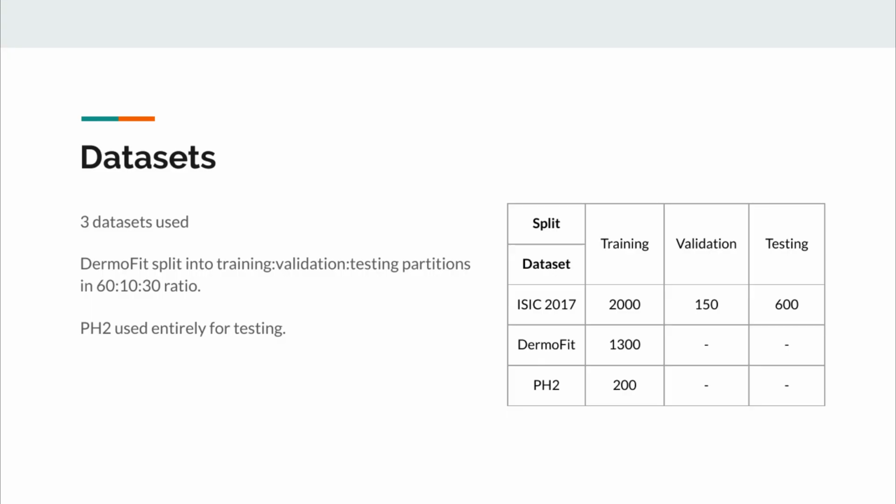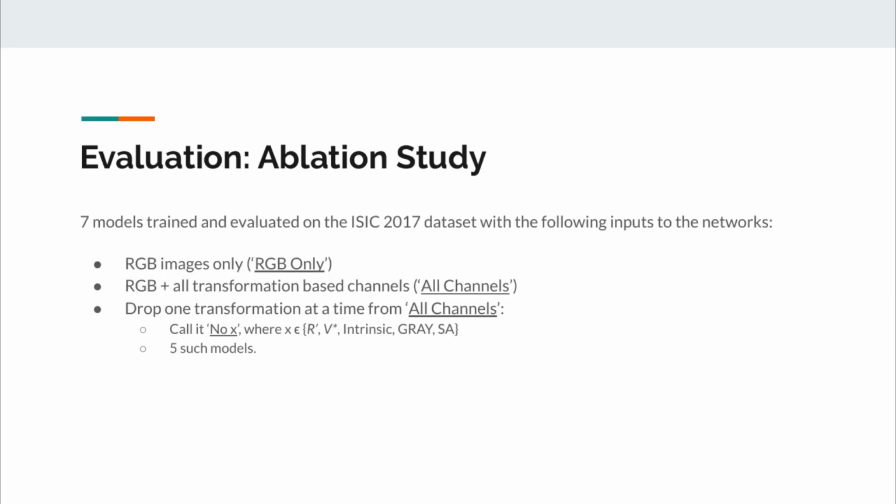We used 3 datasets for our experiments: the ISB-ISIC 2017 Skin Lesion Segmentation Challenge dataset, the Dermofit Image Library, and the PS2 database. Since the Dermofit dataset does not come with training, validation, and testing partitions, we split the dataset in 60:10:30 ratio. Since the PS2 dataset contains only 200 images, we use the entire dataset for evaluating models trained on the Dermofit dataset. To compare and evaluate the contributions of each of these transformations, we conduct an ablation study.